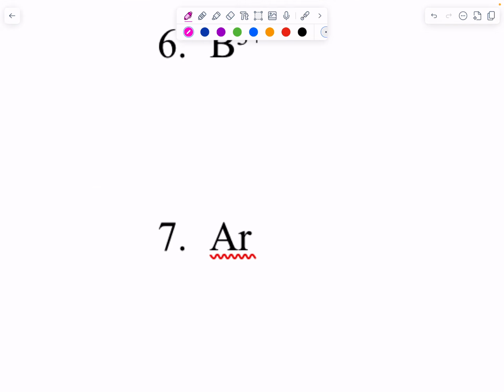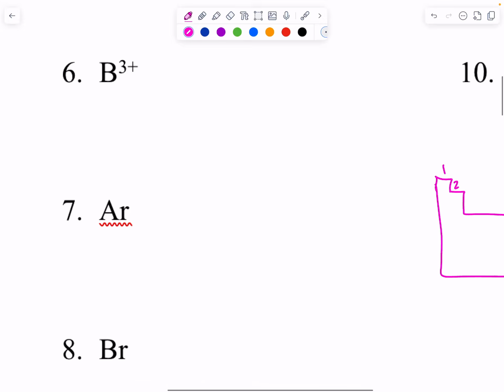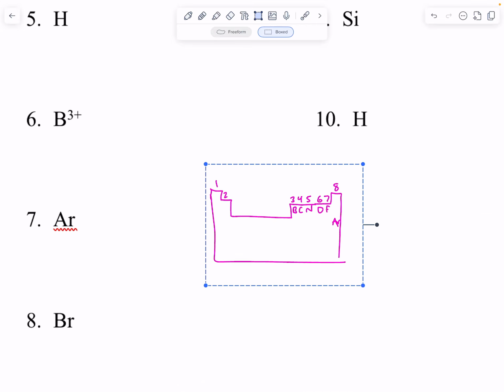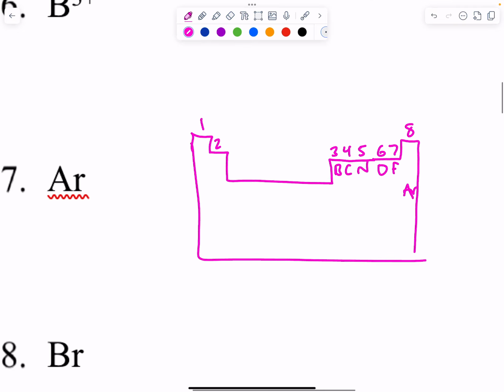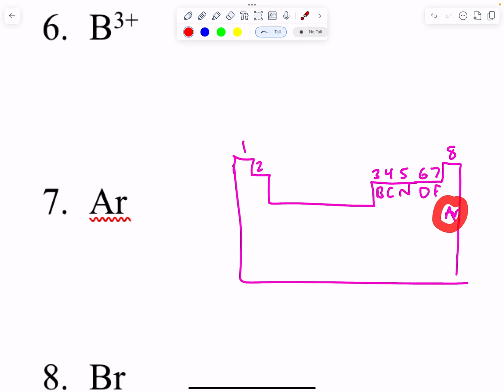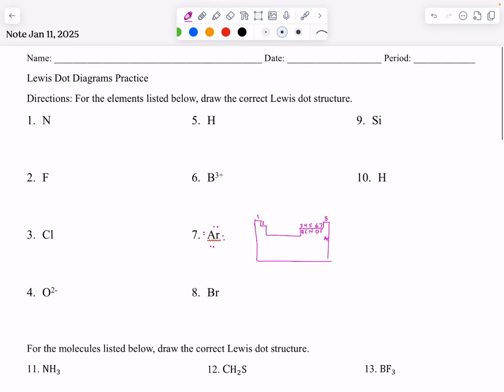So, for example, argon. Argon on the periodic table is located in the noble gas group. I drew a mini periodic table here for us. It's located in the noble gas group right here, meaning it has 8 valence electrons. So because of that, I will draw 8 dots around argon, putting 1 on each side before doubling up because of Hund's rule. And that gives us 8 valence electrons for argon, and that is the finished product. Super easy. Let's try another one.